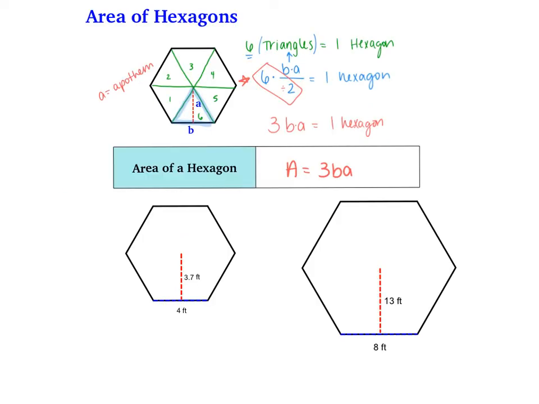So let's look at some examples using this formula. If I see this hexagon here, my base is 4 feet and my apothem would be 3.7 feet. So if I use the formula 3 times the base times the apothem, I'd be doing 3 times 4 times 3.7. So my area of this hexagon would be 44.4 square feet.